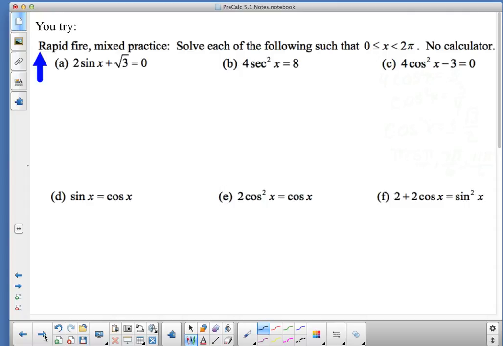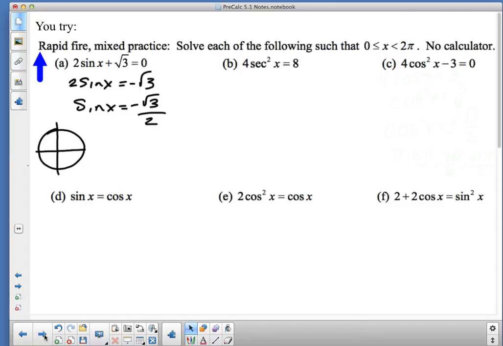Okay, welcome back. We're looking at the idea that I'm going to subtract the square root of 3. So I've got 2 sine x is equal to negative square root of 3. I divide by 2, and sine x is equal to negative square root of 3 over 2. Now, we're asked to find it in the range from 0 to 2 pi, so I'm not going to have multiple revolutions here. So I'm trying to figure out where on the unit circle I have negative square root of 3 over 2.